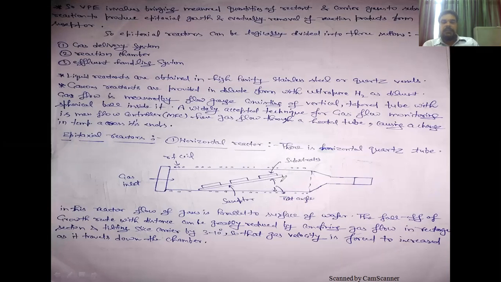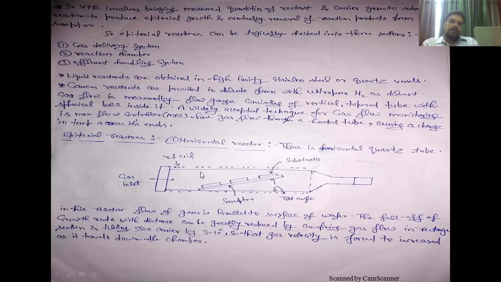So the tilt angle is around 3 to 10 degrees, that is maintained over here. One more thing, by tilting that, gas flow velocity is also increased. Now if you increase the gas flow velocity, the thickness of the stagnant layer will also be reduced, by a similar formula to the one we discussed in the last slide.